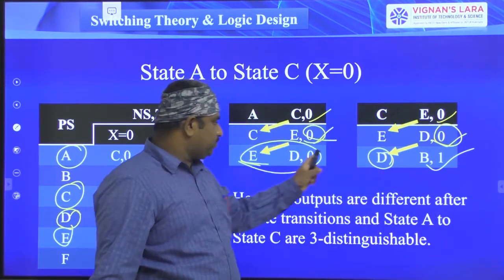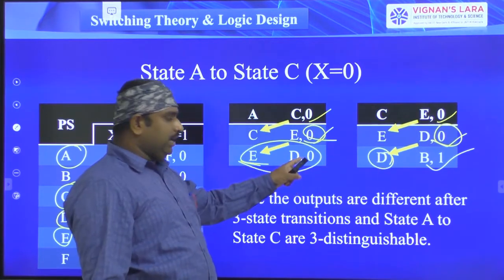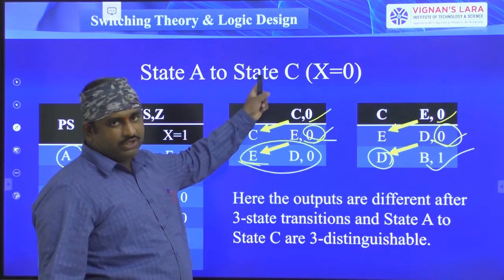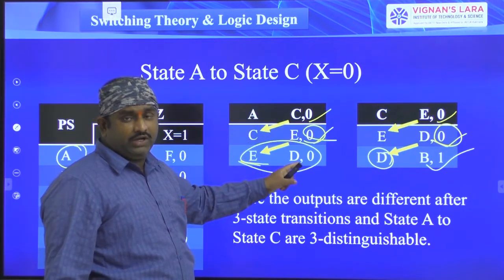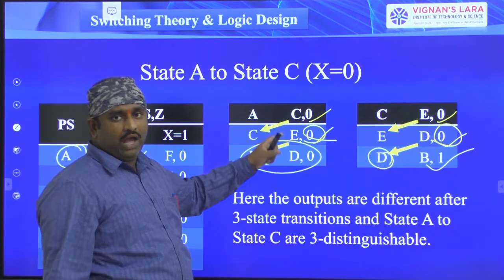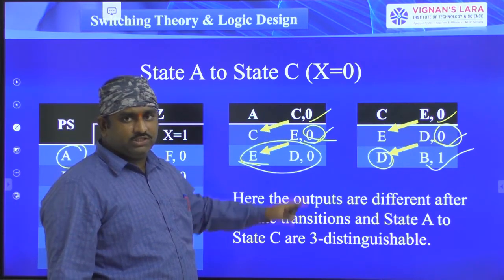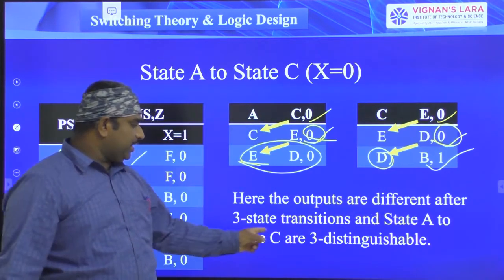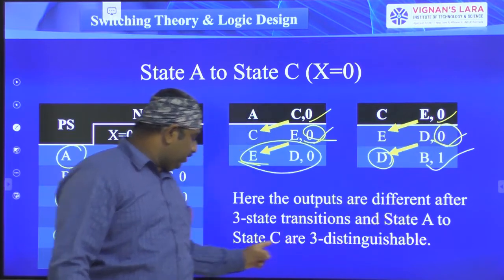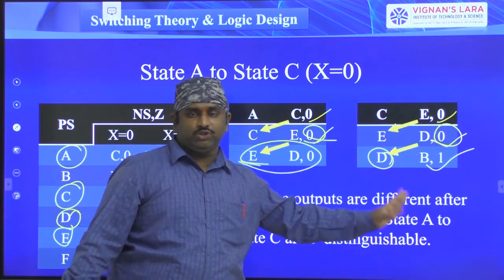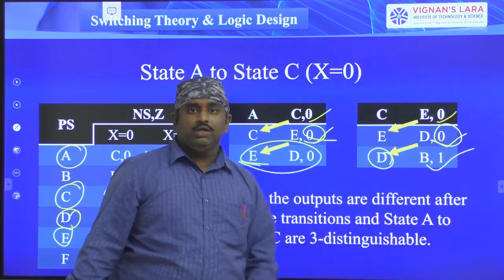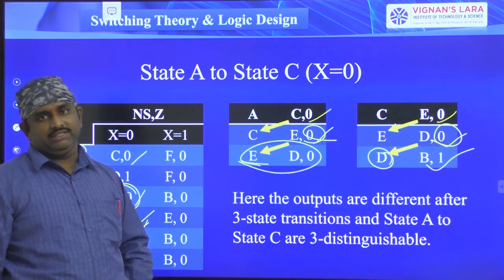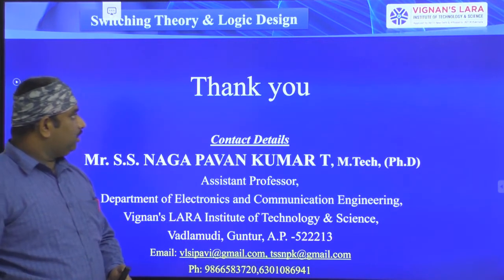Now, in the third step, check that the two outputs are different. Here it is 0, here it is 1, right? So for state A and state C, we have three distinguishable states. Our two states are the same, and the third state is distinguishable. So the outputs are different after three state transitions, and state A and state C are three distinguishable. So this is the distinguishable behavior and distinguishable states. Okay, right? Thank you.